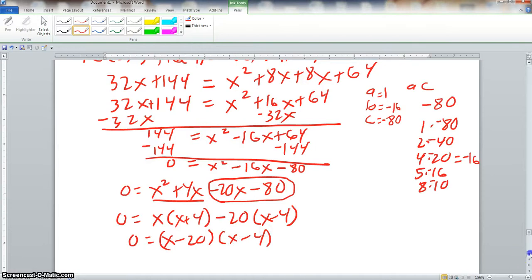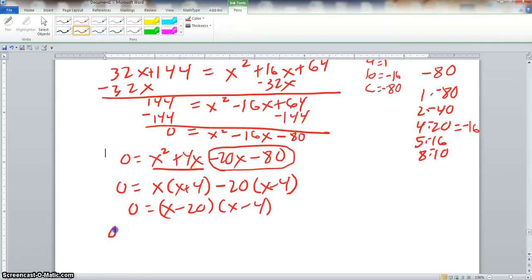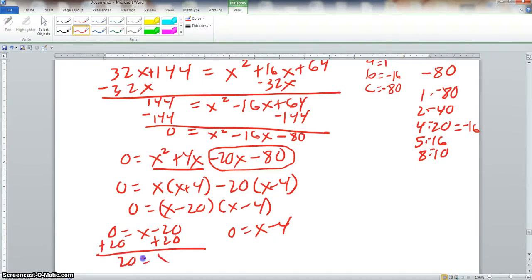Now we will set both of these parentheses equal to 0. So we have 0 is equal to x minus 20, and 0 is equal to x plus 4. We add 20 on both sides, and 20 is equal to x. Then we subtract 4 on both sides, and negative 4 is equal to x.